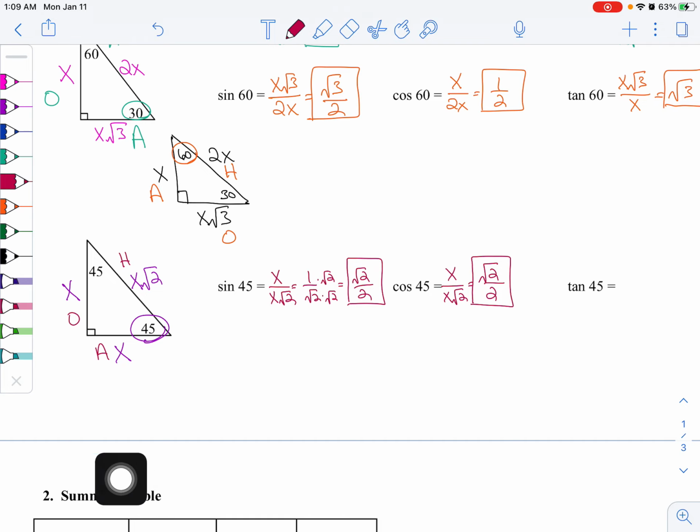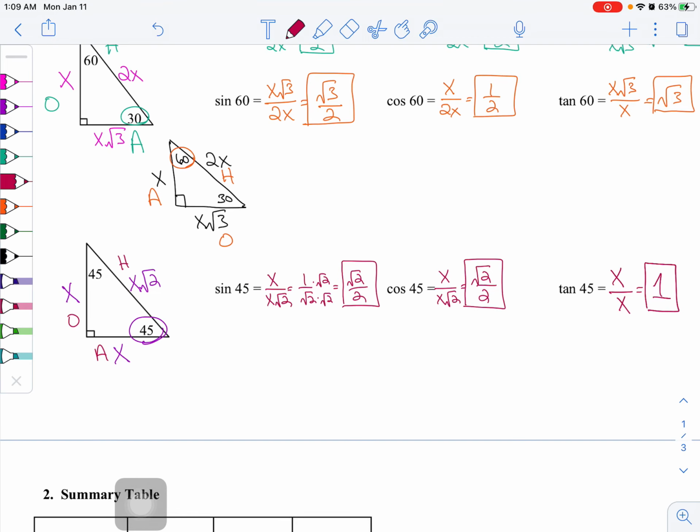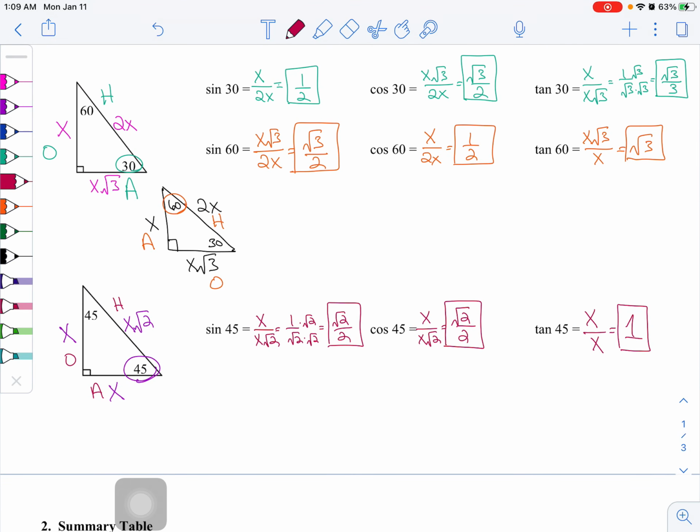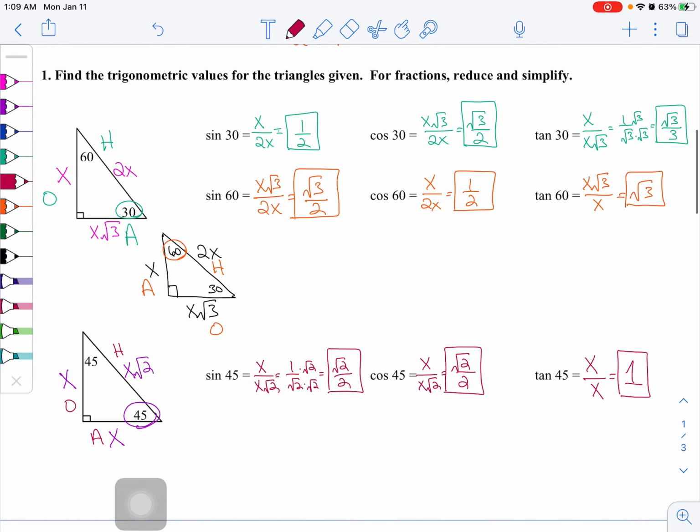Last one here is going to be tangent, and the tangent of 45 is opposite over adjacent. So that's going to be 1. All right, tangent of 45 is always 1.